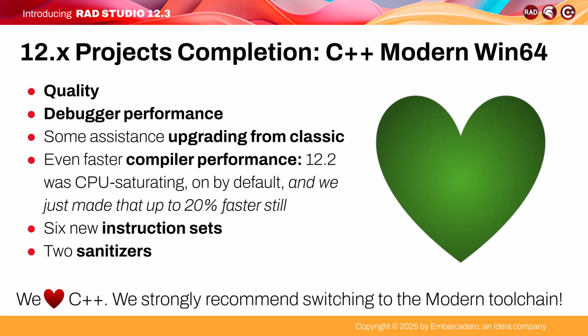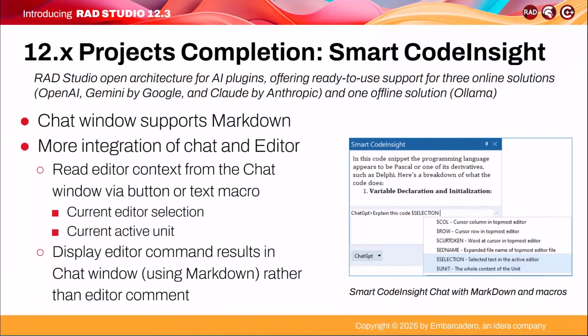Thanks, David. The next feature we have recently introduced and we have expanded in 12.3 is our AI LLMs integration called Smart Code Insight. In fact, to help our customers leverage the LLMs for coding, RAD Studio 12.2 introduced an open architecture for AI plugins, offering ready-to-use support for 3 online solutions, which are OpenAI, Gemini by Google, and Claude by Anthropic, and also one offline solution you can install locally, which is Ollama with CodeLlama.